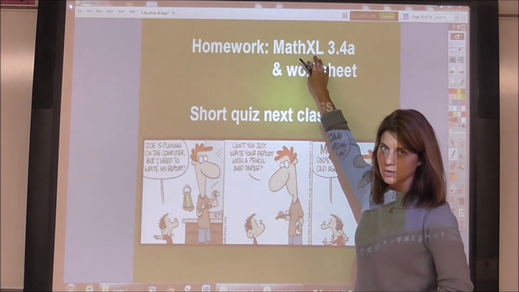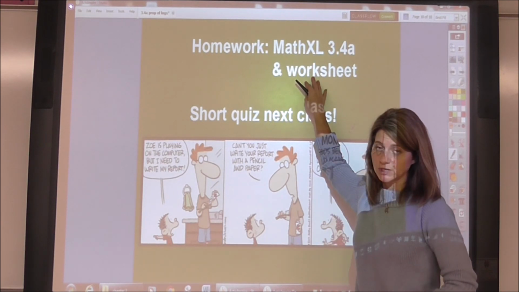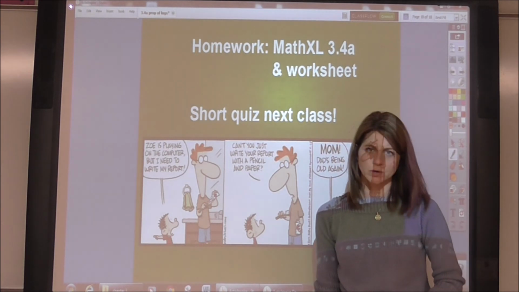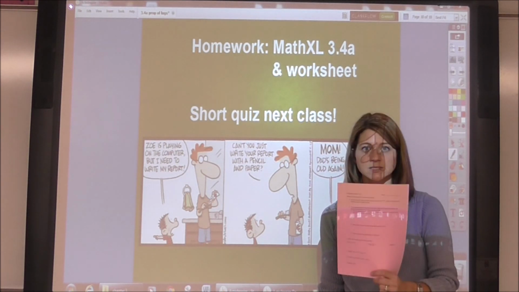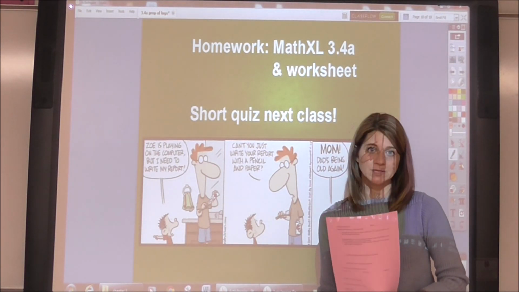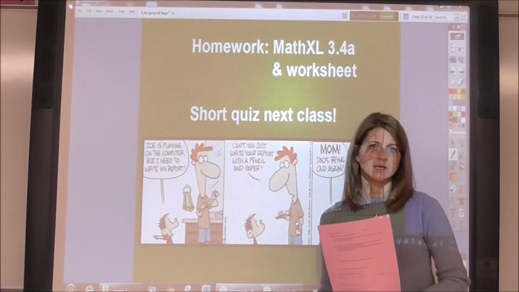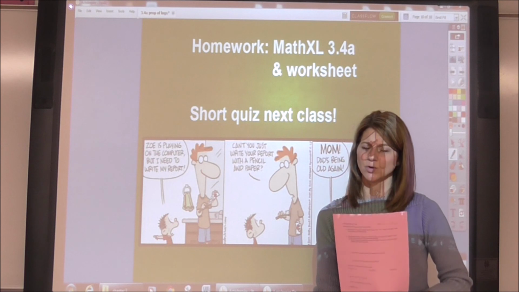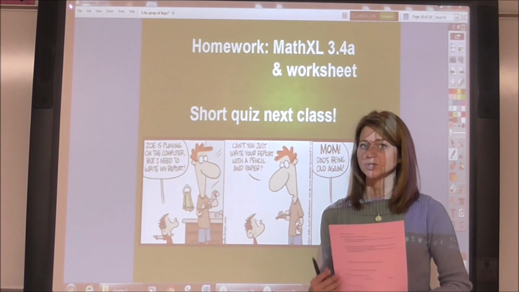So you have Math Excel, make sure you get that done. Please make sure you get your pink sheet done. That will really help because you are having a short quiz next time. This will help you get ready for your short quiz. So please don't walk into class and say, can we review for our quiz? This is kind of your review for your quiz. I'm making it homework because I really want you to do it.